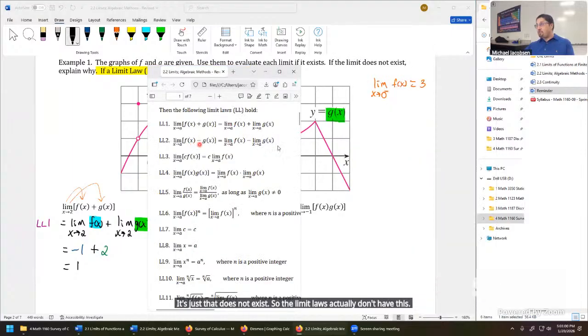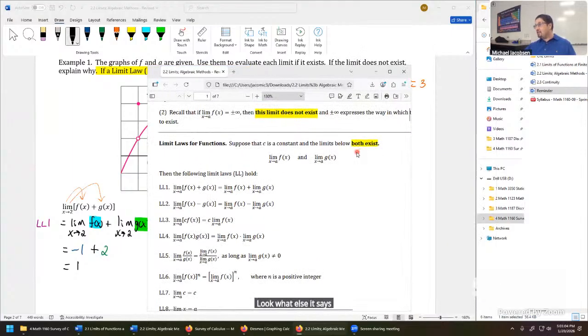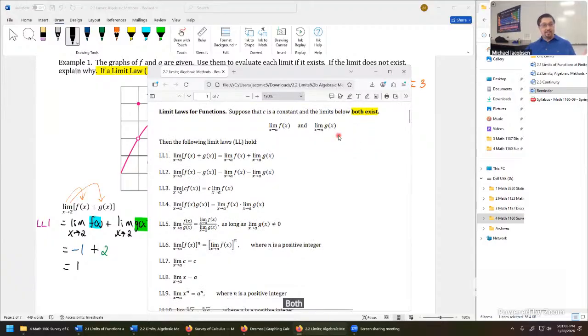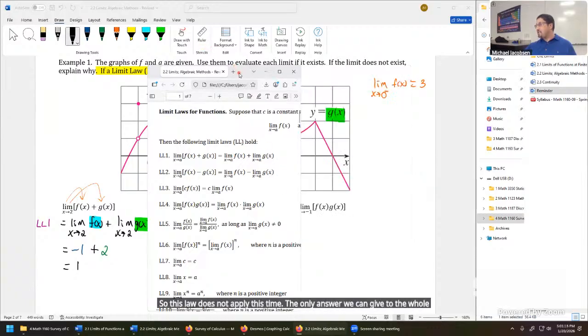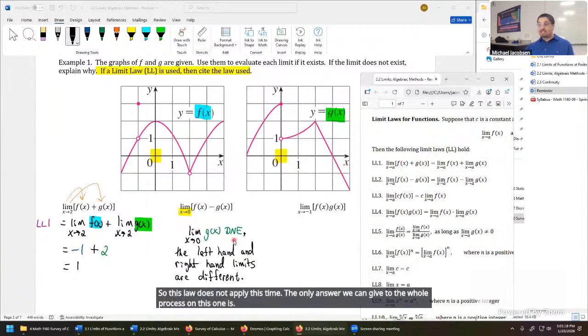Sure, the limit laws say you can subtract in this way, but look what else it says on the limit laws. Both of the limits had to exist in the very first place, but the g of x limit failed to exist. So this law does not apply this time. The only answer we can give to the whole process on this one is does not exist.